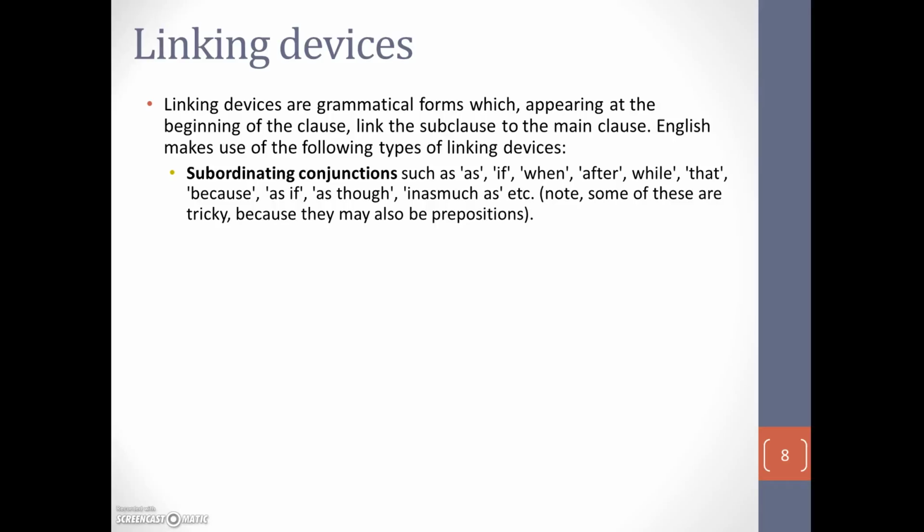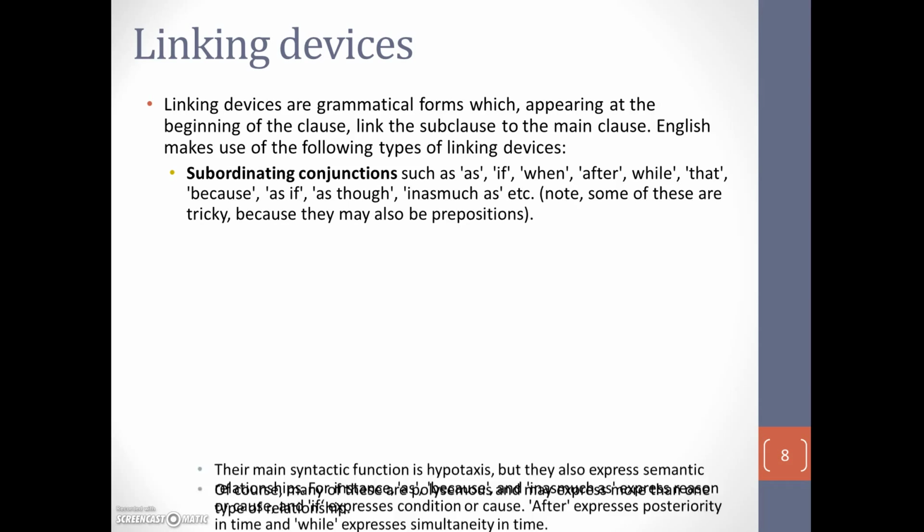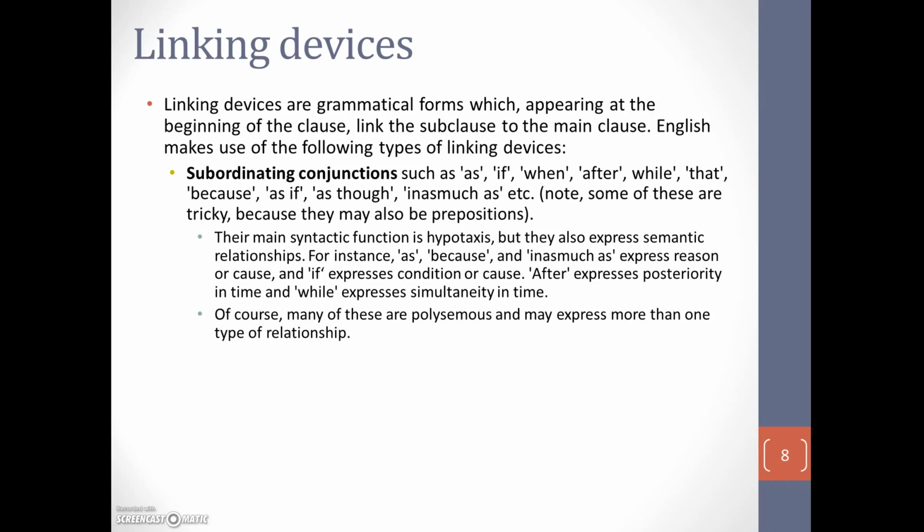Now, some of them you might recognize because we've talked about them when we talked about prepositional phrases. So some of them may indeed be both subordinating conjunctions and prepositions. So their main syntactic function is hypotaxis, but they also express a semantic relationship. For instance, as, because, inasmuch as, they express a type of reason or cause, whereas if expresses, for instance, a condition. After obviously expresses that something comes later on, posteriority. And while expresses that something takes place at the same time, so simultaneity in time.